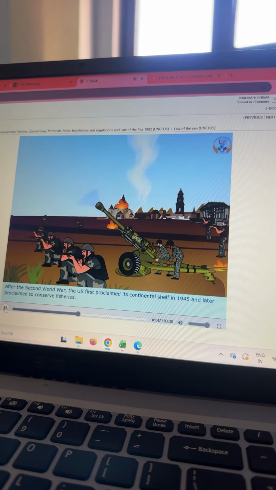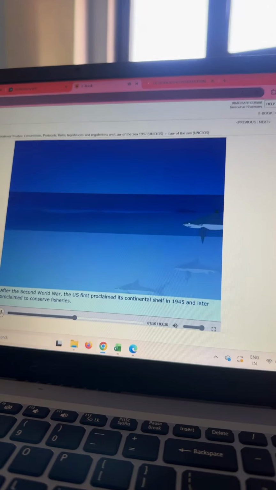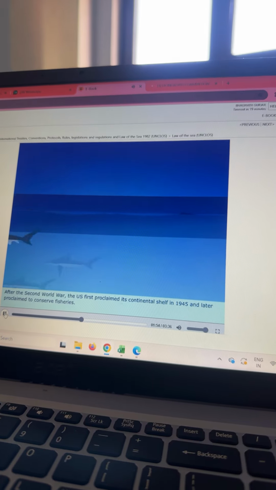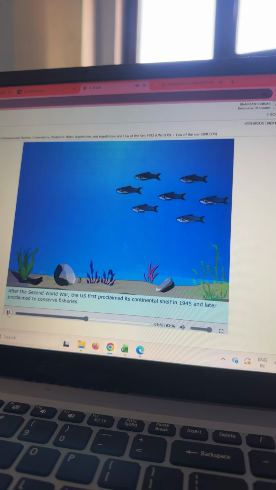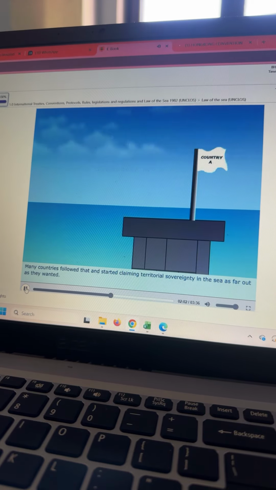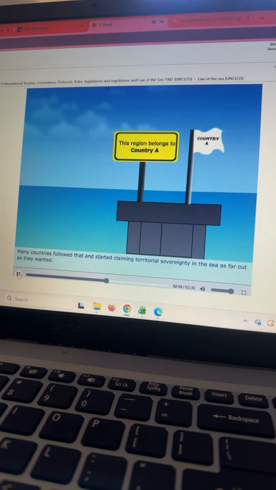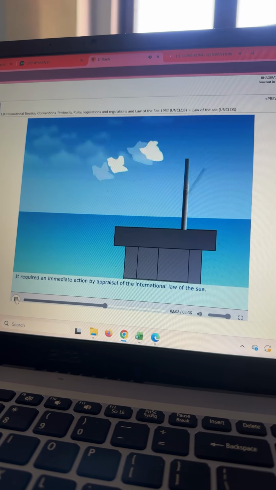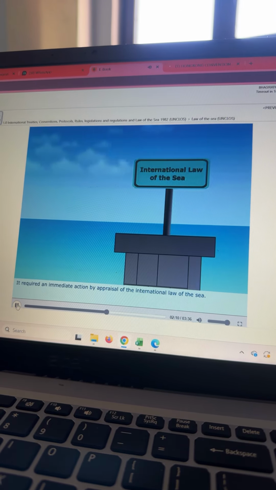After the Second World War, the U.S. first proclaimed its continental shelf in 1945 and later proclaimed to conserve fisheries. Many countries followed that and started claiming territorial sovereignty in the sea as far out as they wanted. It required immediate action by appraisal of the international law of the sea.